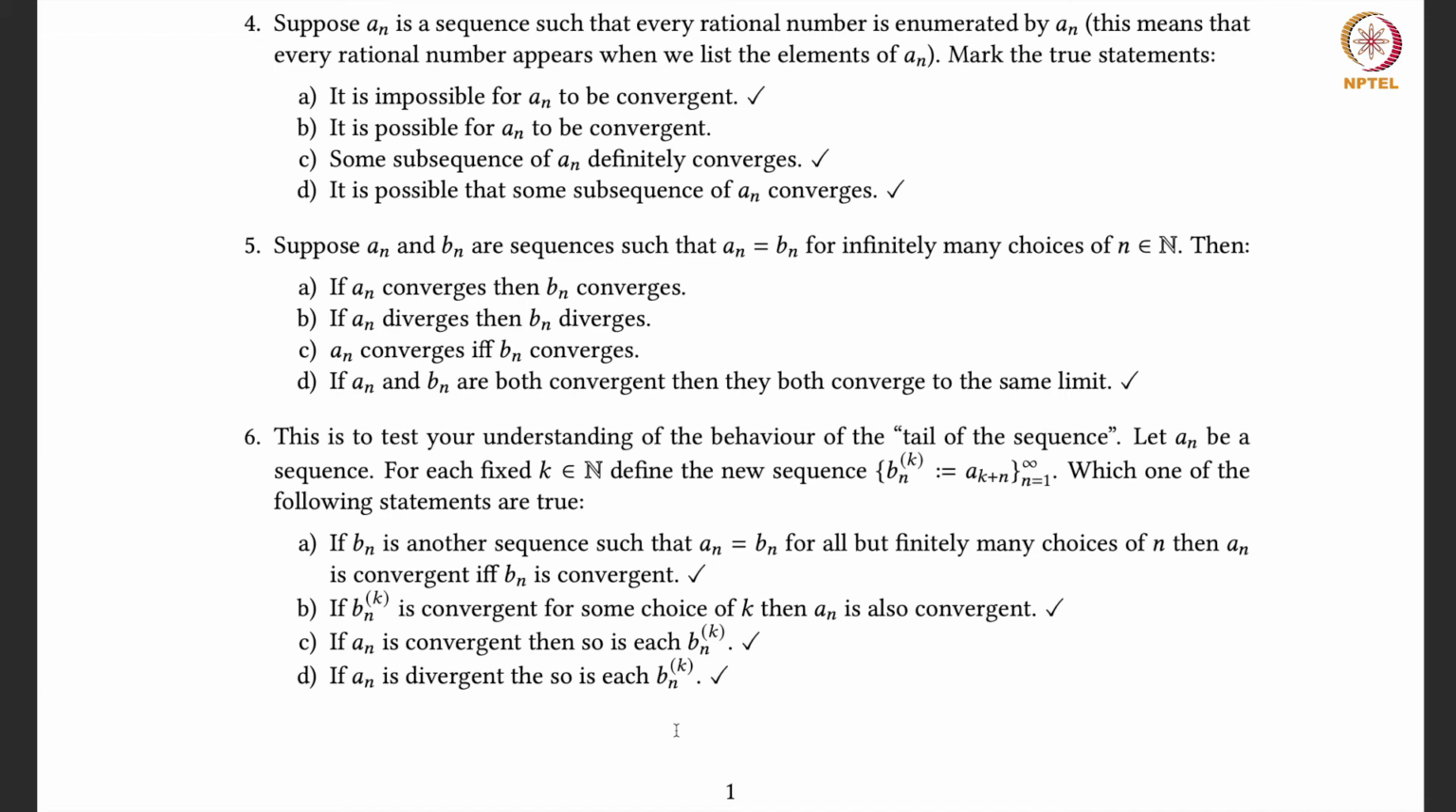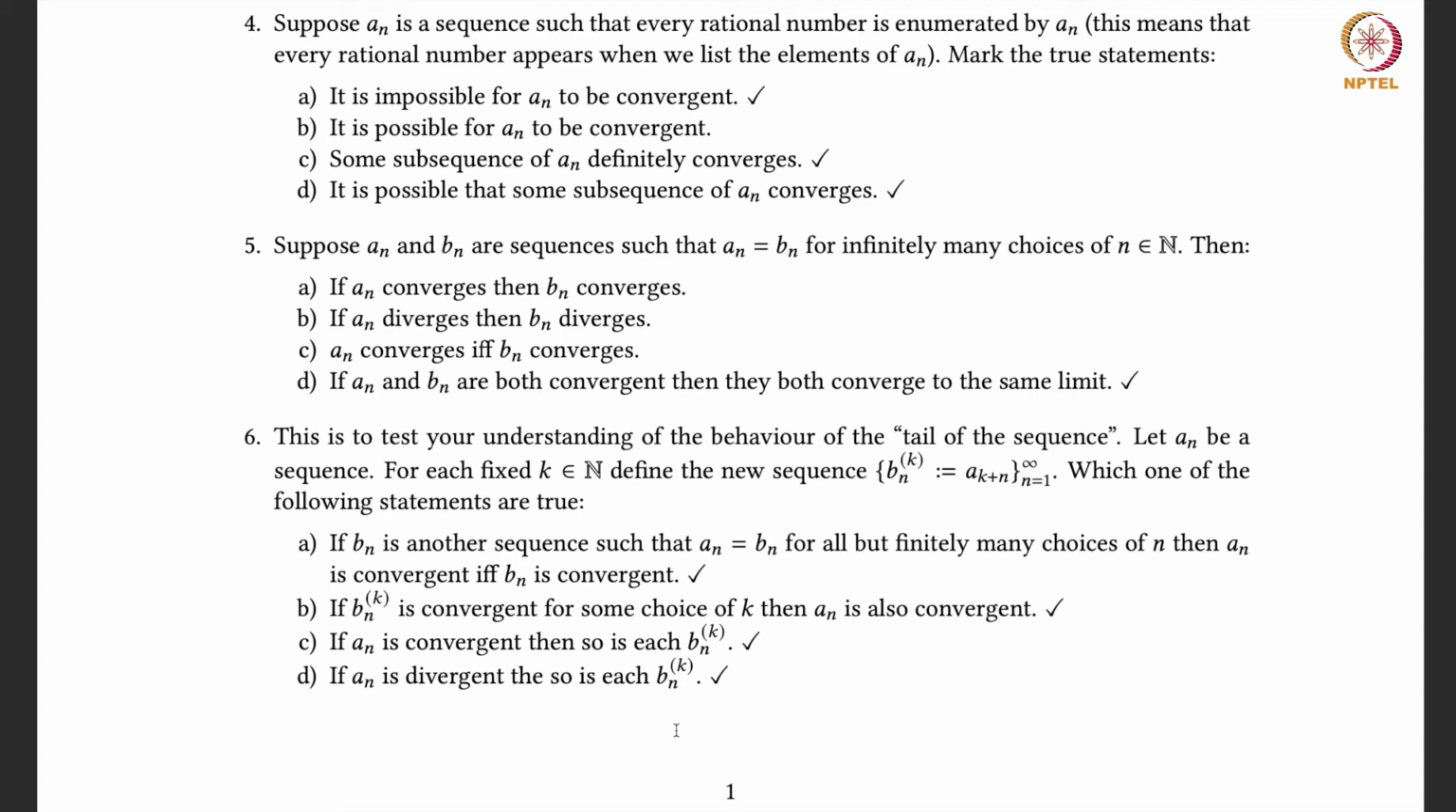Okay, so instead of starting at 1, you start at k plus 1, and this sequence is called b_n superscript k. Which one of the following statements are true? A: If b_n is another sequence such that a_n is equal to b_n for all but finitely many choices of n, then a_n is convergent if and only if b_n is convergent. This is fairly easy to see.